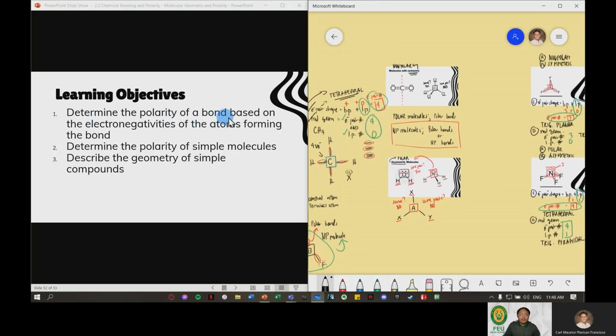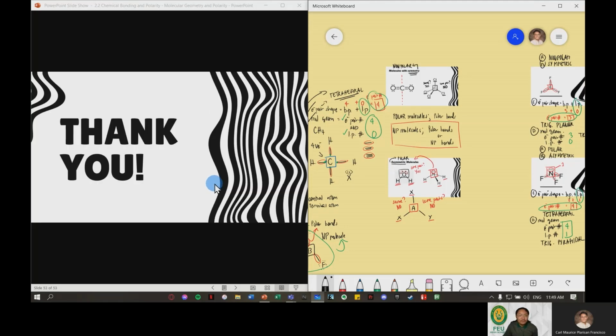Determine the polarity of a bond based on the electronegativities of the atoms forming the bond. Determine the polarity of simple molecules, and then describe the geometry of simple compounds. Okay, so I hope the following learning objectives were met, and I hope as well that you learned a thing or two in this lecture video about molecular geometry and polarity.